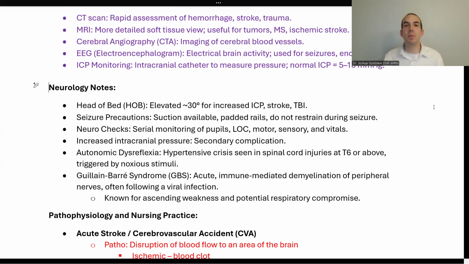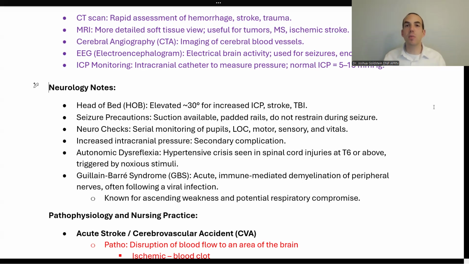And the classic question about this is both on its presentation, but specifically the fact that its presentation includes ascending weakness. It starts in the feet and the legs, and it works its way up. And it puts the patient at risk if it keeps working its way up to the hips, the abdomen. If it gets to the chest, then the patient's at risk for respiratory compromise, because that ascending weakness can weaken the diaphragm and they stop breathing.